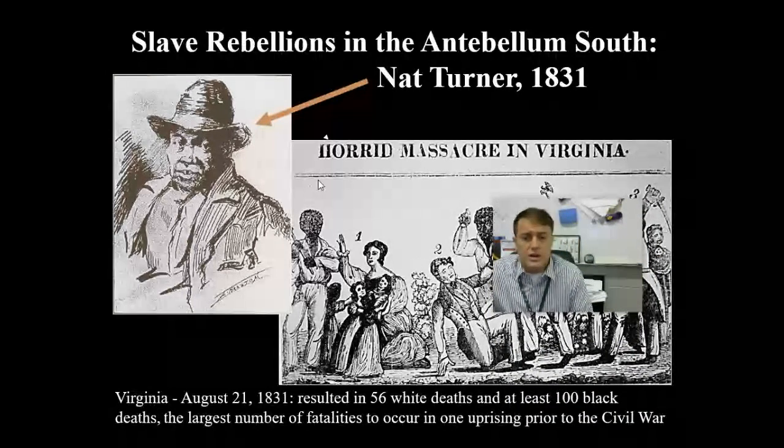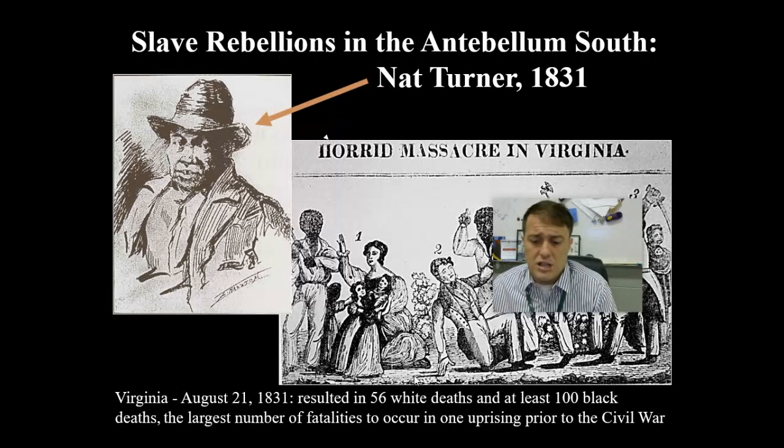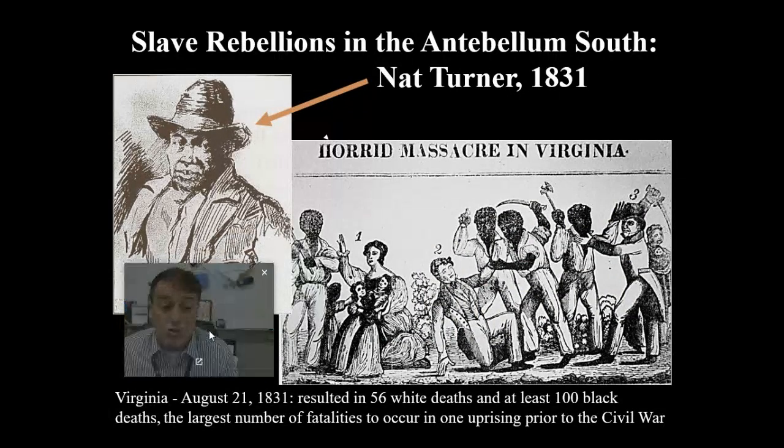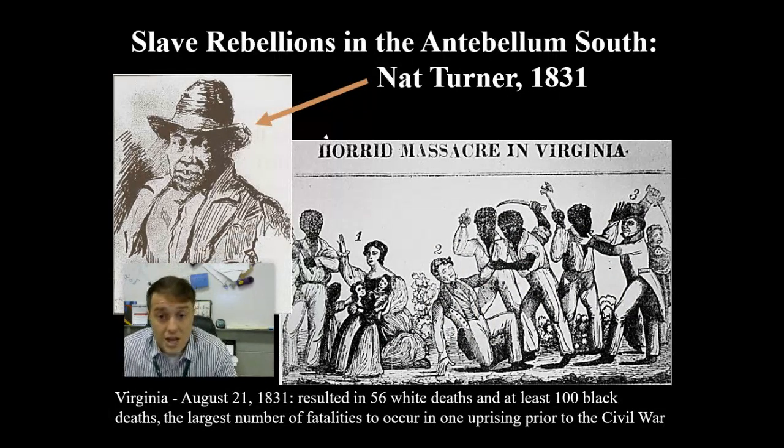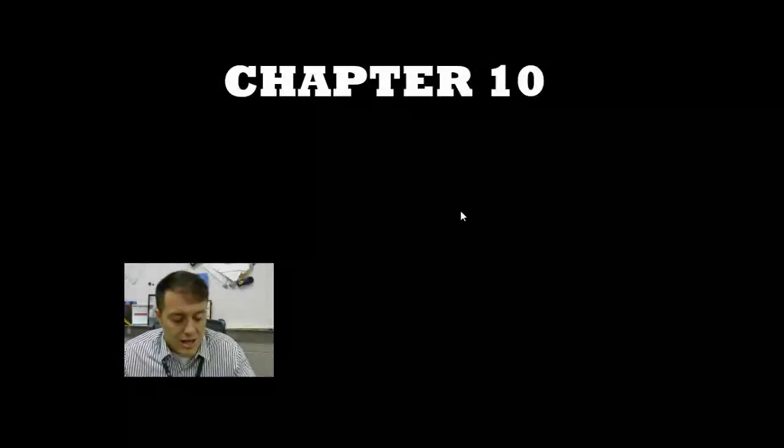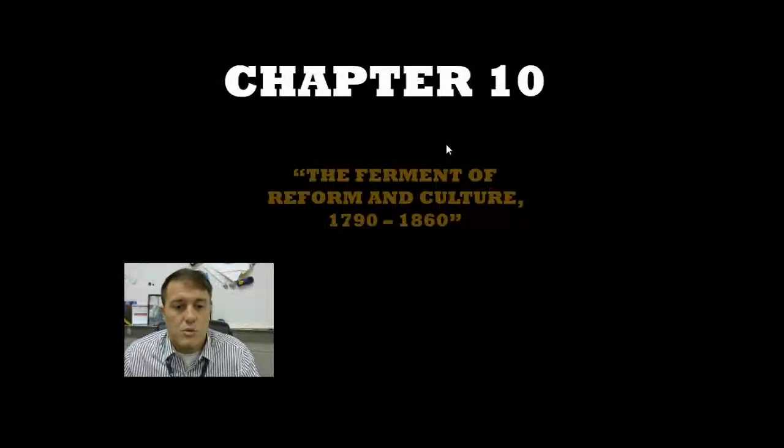This is going to be a document that we might actually look at next week. A hundred are put to death. But up to 1831, Virginia had been moving in the direction of manumission, the gradual release of slaves, and this is going to turn the clock back on that. It's going to make people feel uncomfortable about it. So this is what we're going to talk about next week.